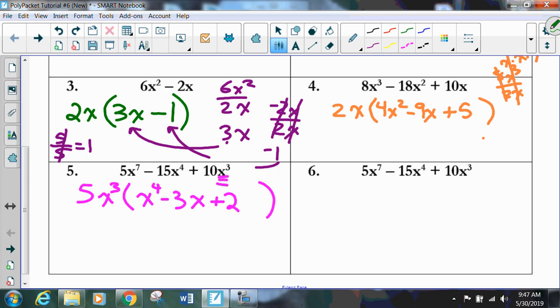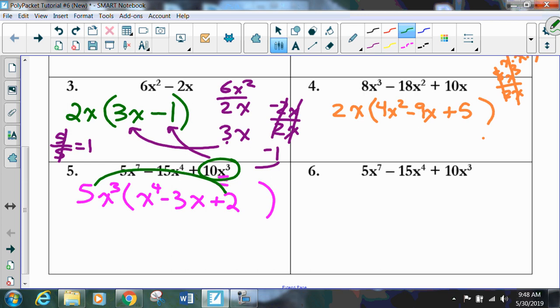Well, I just stopped there, right? Because if I were to distribute, 5x cubed times 2 is going to give me back my 10x cubed. So once again, we're taking an expression, we're factoring out the GCF to get it in factored form. All right, let's look at this next one.